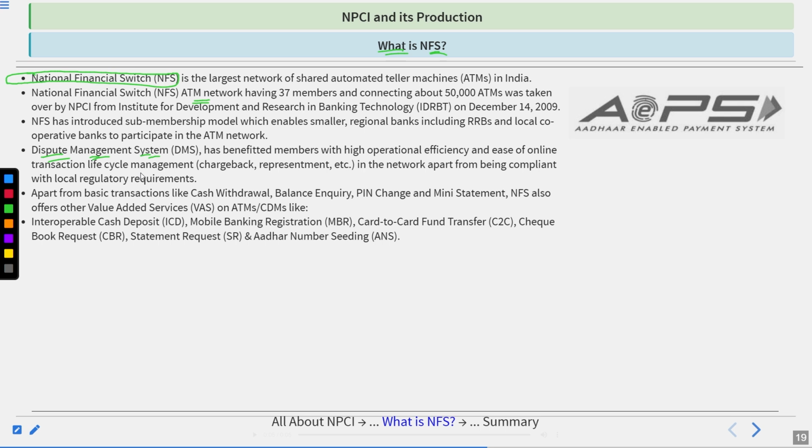It has benefited members with high operational efficiency, ease of online transaction lifecycle management like chargeback, representment, etc., in the network apart from being compliant with local regulatory requirements. Apart from basic transactions like cash withdrawal, balance inquiry, PIN change, and mini statement, NFS also offers other value-added services on ATM CDMs like interoperable cash deposit, mobile banking registration, card-to-card fund transfer, checkbook request, statement request, and Aadhaar number seeding.